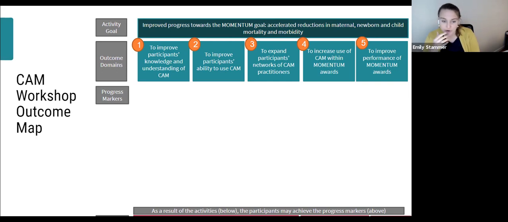Just add the number in. You've got knowledge and understanding of CAM, improving participants' ability, expanding participants' networks, increasing use of CAM within momentum awards, and improving momentum. Yeah, okay. Yeah, so number 5, that one would make me very uncomfortable, 5 and 3, okay.